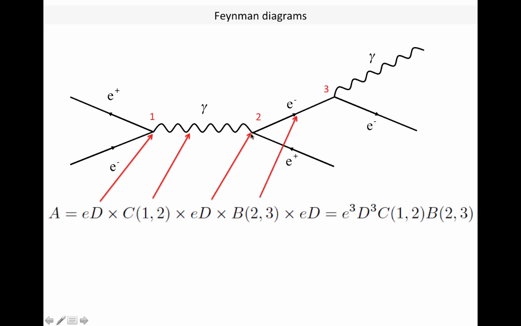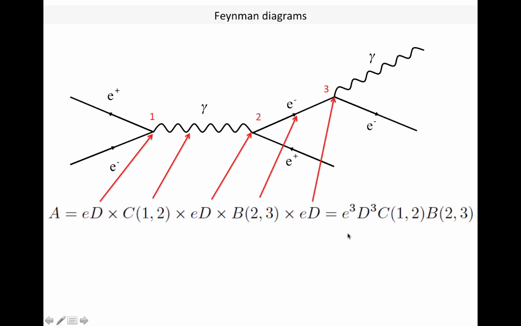But now we get an electron travelling between two vertices. This is a virtual electron, and the probability it travels from 2 to 3 is given by the electron propagator, which we call B23. And finally, we have a third vertex, which means we have a third factor of E times D. So the probability for this event to happen, you get by multiplying all these factors together, and you end up with E cubed D cubed times C12 B23.